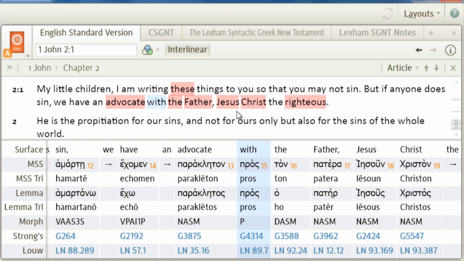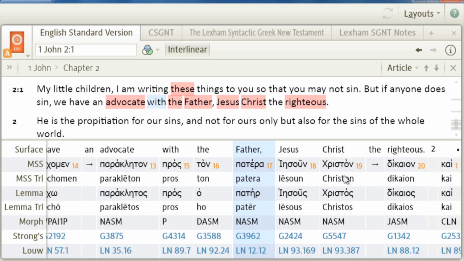Let's look at some of the Greek words in the reverse interlinear pane. The first word in the accusative case is parakleton, which is translated advocate. The next one that you'll see that's in the accusative case is patera, also in the accusative case, translated father. This group of words here is a prepositional phrase. Pros is the preposition, translated with, and these three words function as one unit, so we won't be looking particularly at this word in the accusative case. But the others we will want to look at.